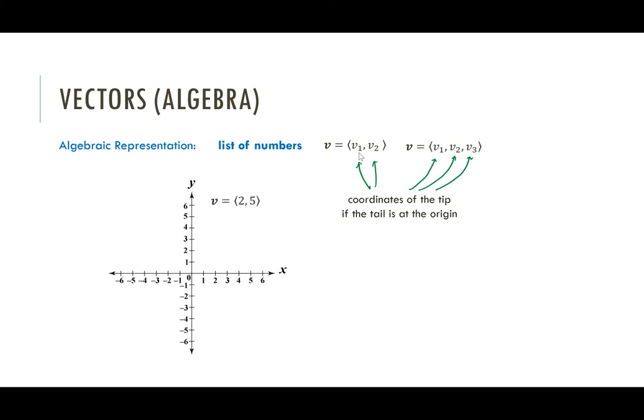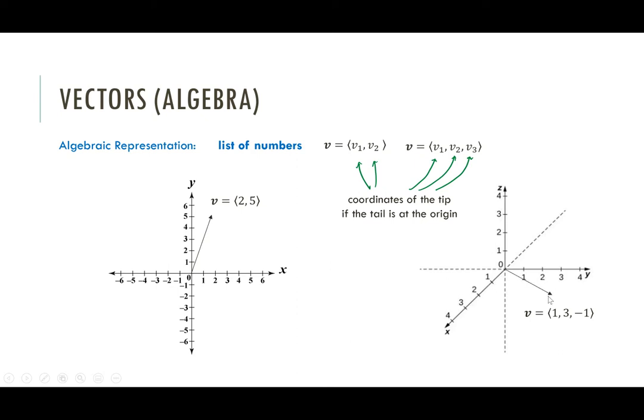So for example, if we're in 2D and we have the vector 2, 5, then that means that the coordinates 2, 5 will be the tip of the vector if its tail is at the origin. And similarly in 3D, if we have a vector 1, 3, negative 1, this means if we go 1, 3, negative 1, somewhere there is going to be the tip of the vector with its tail at the origin.